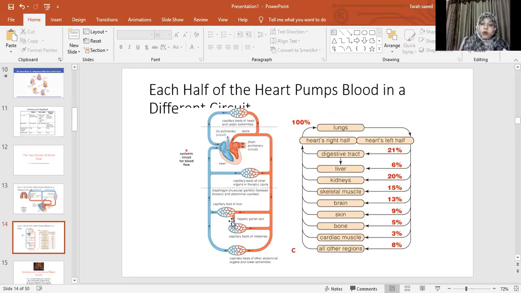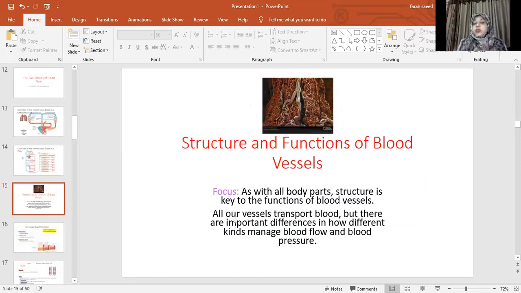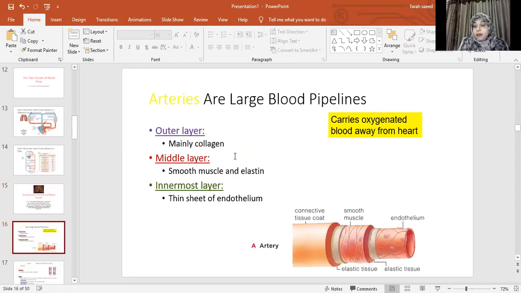Now move to the structure and function of blood vessels. In our portion, we are limited to arteries, veins, and capillaries. Arteries are the blood vessels that take blood away from the heart. All the arteries are carrying oxygenated blood except the pulmonary artery. The function of this blood vessel is that it supplies blood to the organs. So that is why the name is artery.